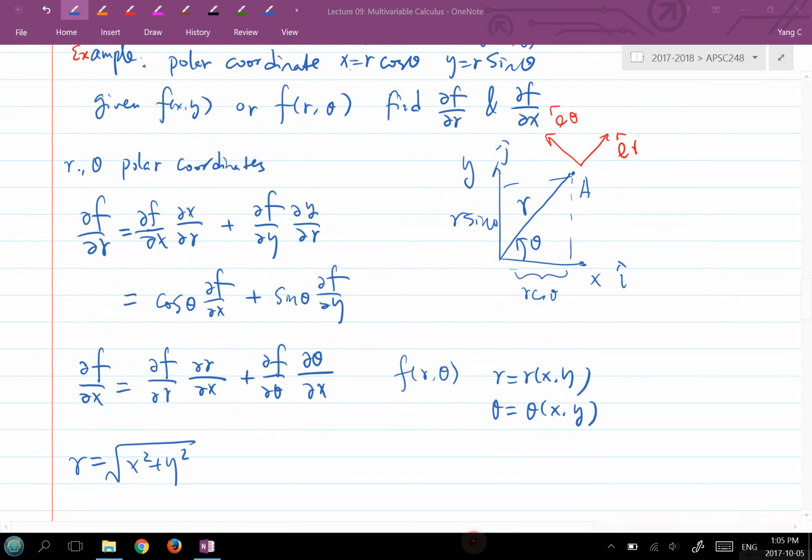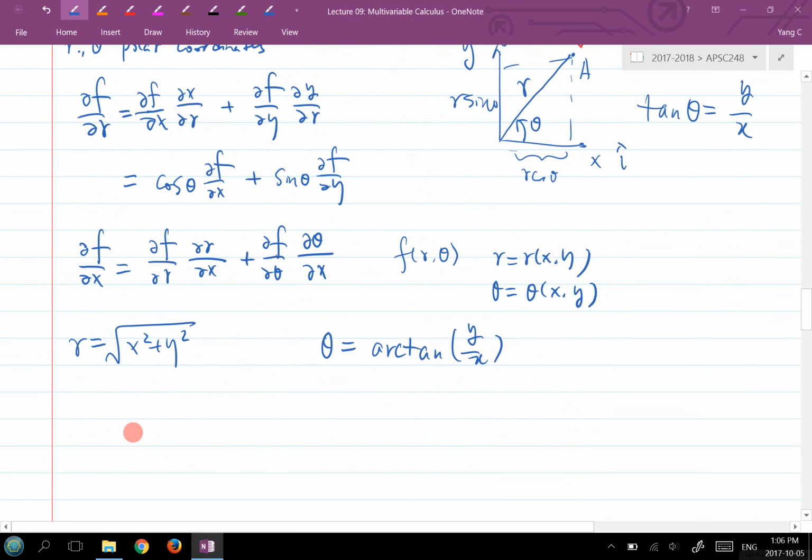And what about the theta here? If you look at theta, tan theta equals what? y over x. So theta equals arctan of y over x. So that's your expression for r and theta in terms of x and y, right? So now we can calculate, continue from the chain rule here.